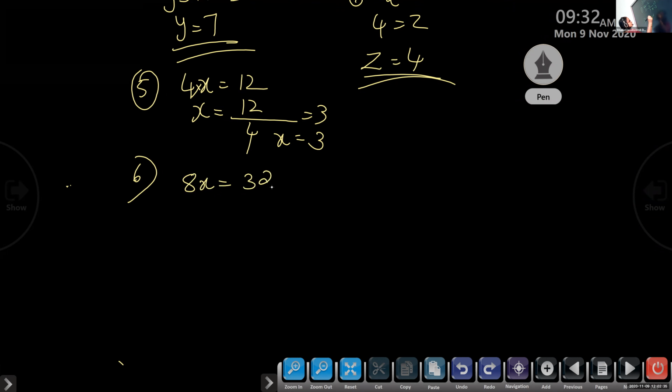First we will transpose 9 to the other side. 2y equal to 4 minus 9. 2y equal to minus 5. So y equal to minus 5 by 2. No need to make it a decimal. Keep it 5 by 2 itself.